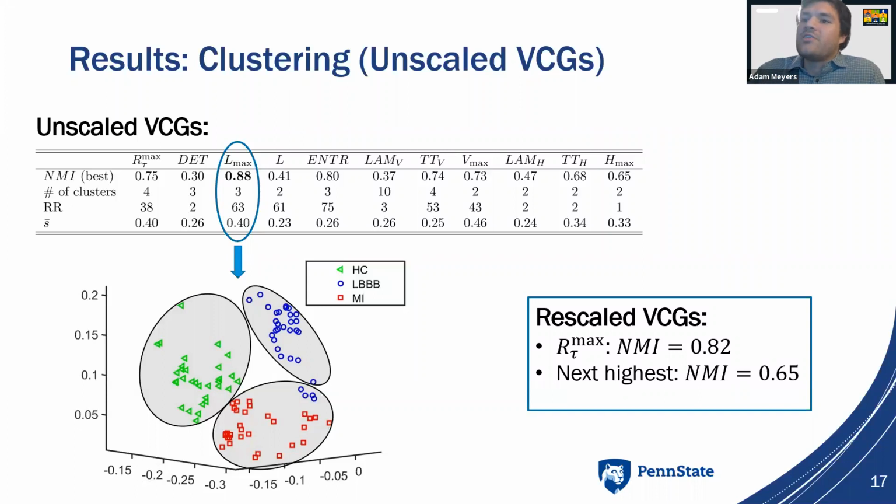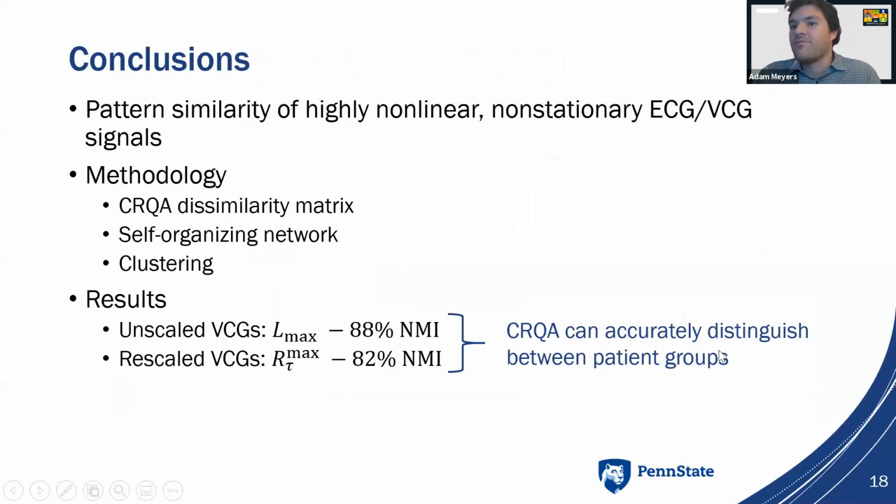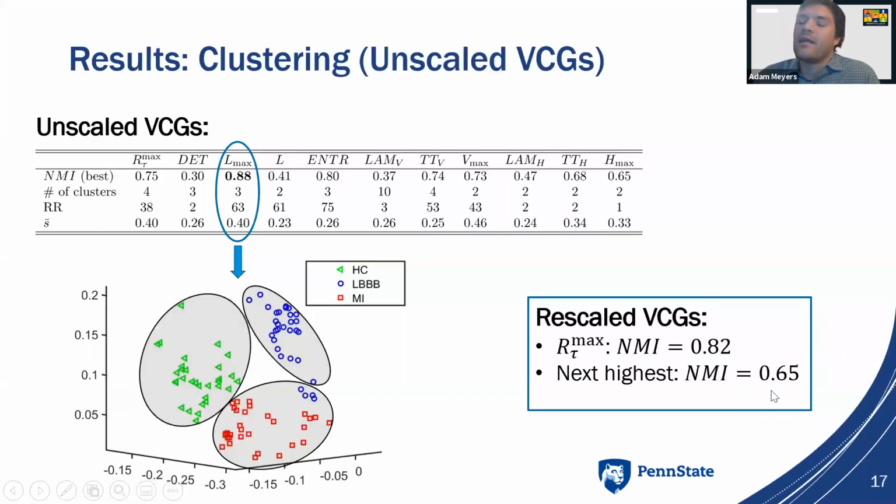Under the rescaled VCGs, again, the proposed measure performed the best with an NMI score of 0.82, and it performed significantly better than the other CRQA measures.